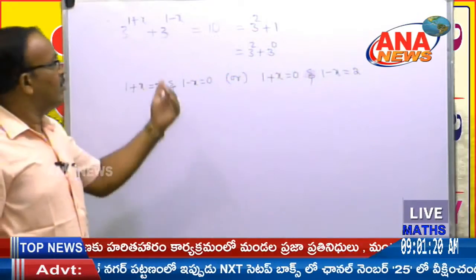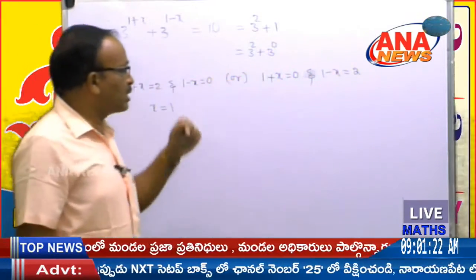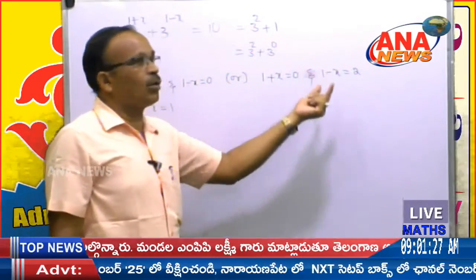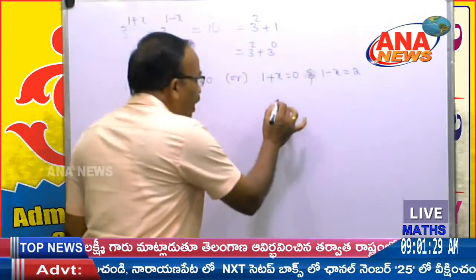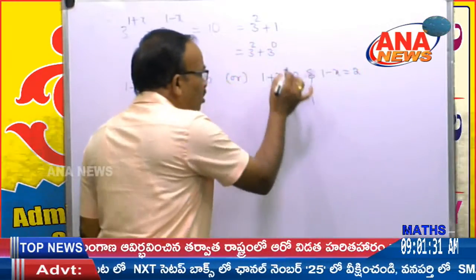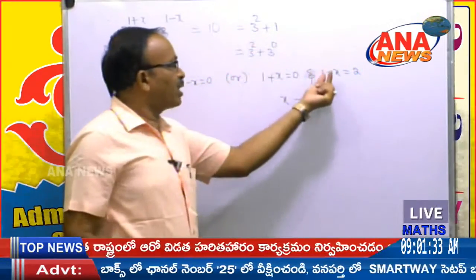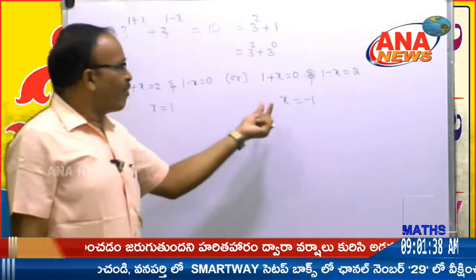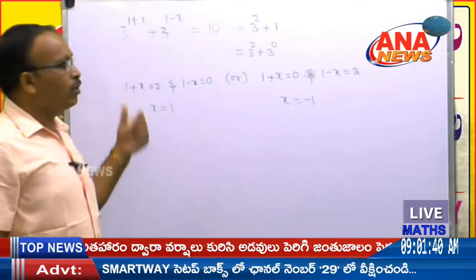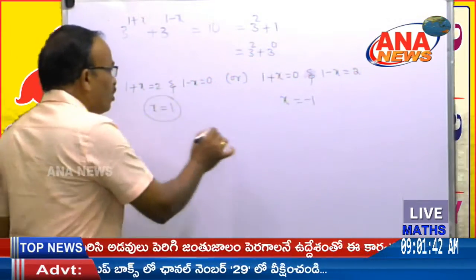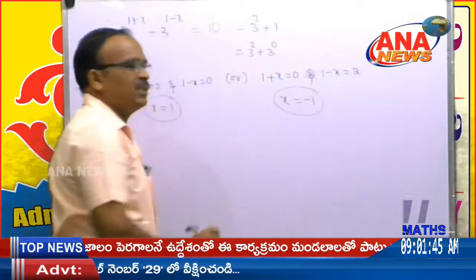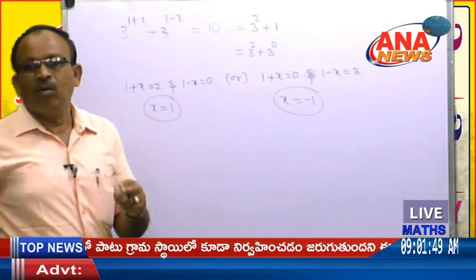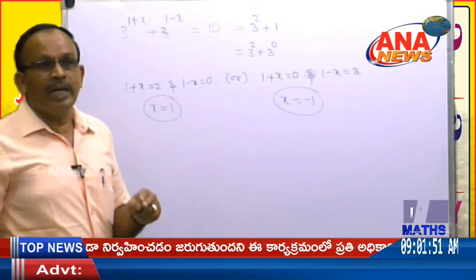Clearly that is 10. Now in this case, for what value of x are these two true? If x is equal to minus 1, this is 0. If x is equal to minus 1, this is true clearly. So the roots are x is equal to 1 or x is equal to minus 1. That equation has two roots. One is 1, another one is minus 1.